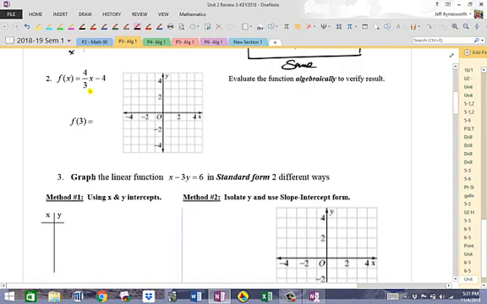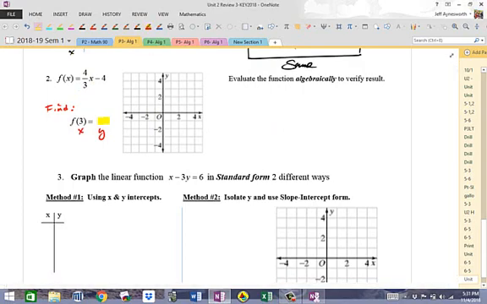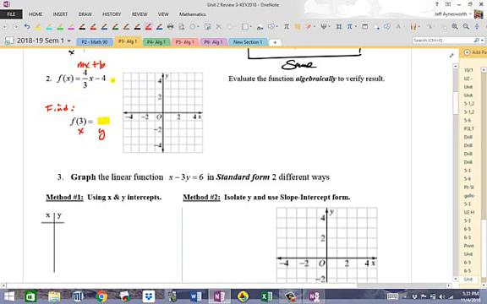On this one, we want to evaluate the function algebraically and also graphically. We're going to find f(3). Let me write that down: f of 3. When x is 3, what's the y value? This is a y value. To do it graphically, you graph the function, and the good thing for us is that it's in slope-intercept form.